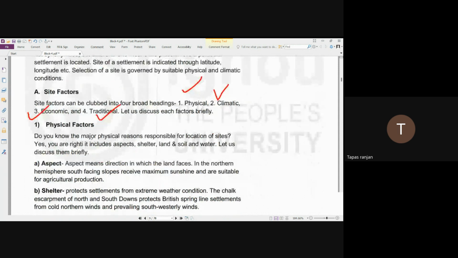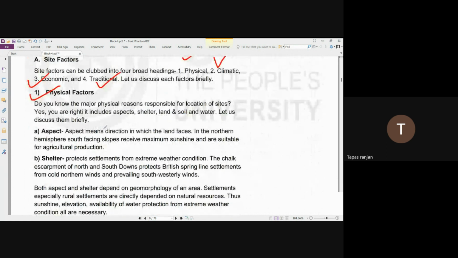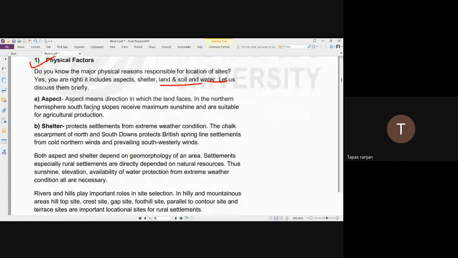If we briefly explain the physical aspect, within it we have already discussed what are the different factors which affect the population distribution. Those are the factors which also influence the site factor. So what are the physical factors? Physical factors are basically your land and soil, then water. And physical factors can be divided into the aspect and the shelter.